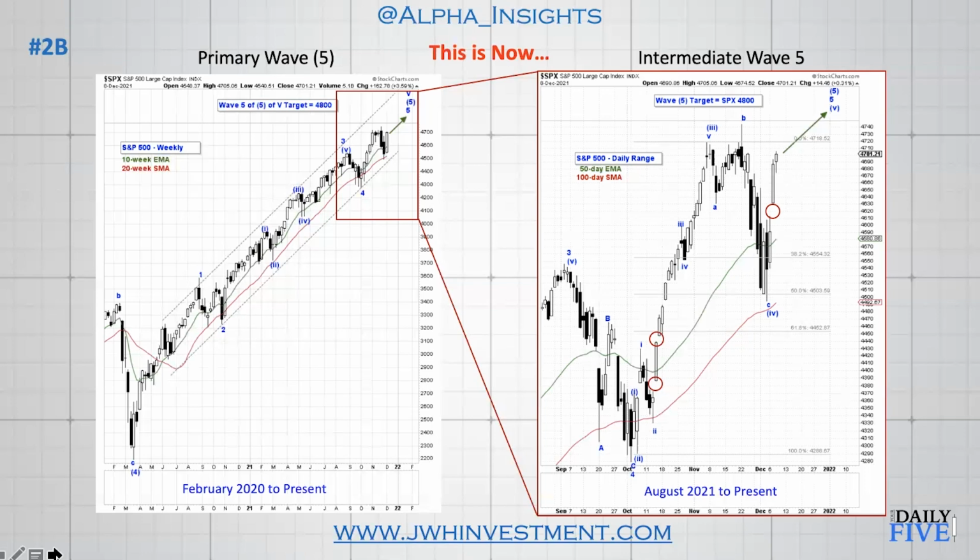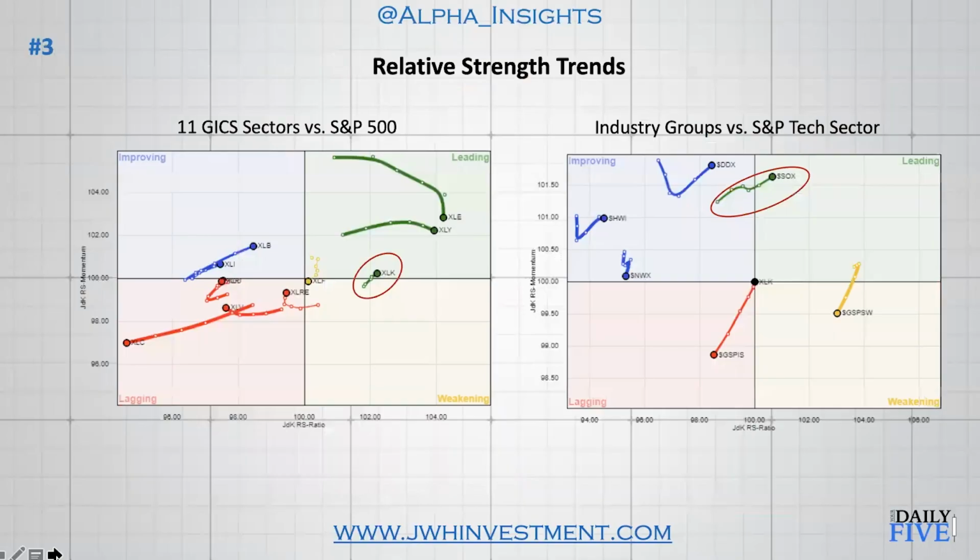So we like the direction of the market. We like the setup here, and we think it's basically played out according to plan. So let's take a look at chart number 3. Chart number 3 is kind of a look under the hood.